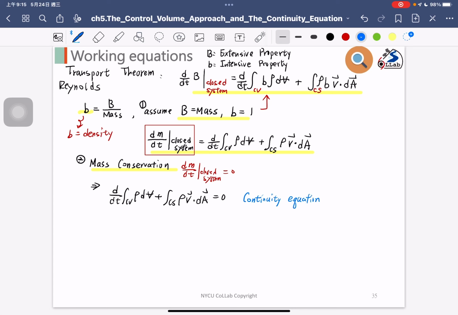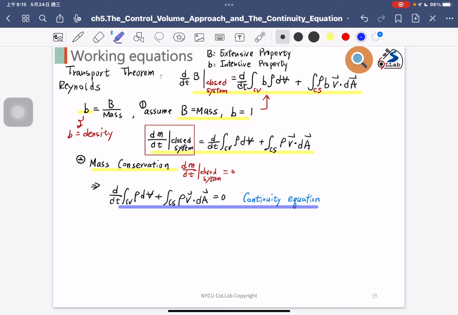Okay, and sometimes we always say that it's the continuity equation. This is a very important equation in the following class. When we discuss the extensive property mass, we assume the mass is conserved, because the mass cannot exchange along the closed system boundary. So all the mass stays in the closed system, and we can say that the mass doesn't change with time. And we have the continuity equation.